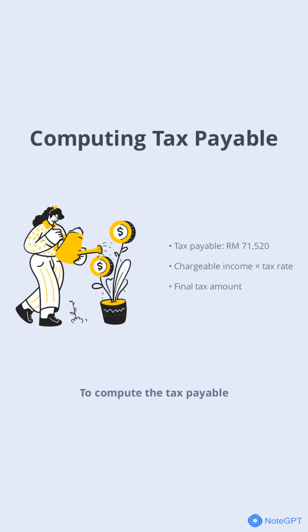To compute the tax payable, multiply the chargeable income by the applicable tax rate. For ABC SDN BHD, the chargeable income is RM 298,000 and the tax rate is 24%. The calculation is 298,000 times 24%, which equals RM 71,520. This is the total corporate tax the company needs to pay for YA 2024. Accurate calculation ensures the company meets its tax obligations and avoids penalties.